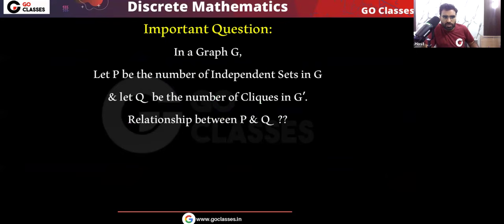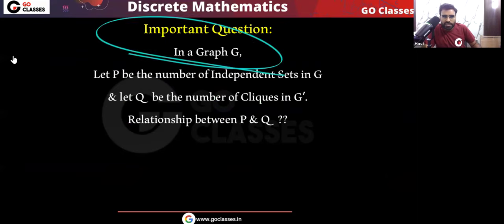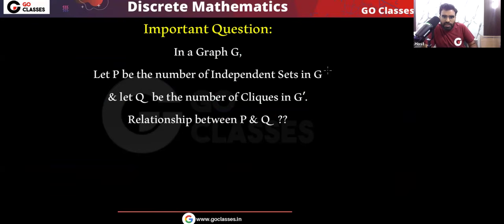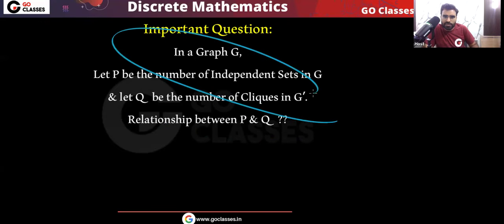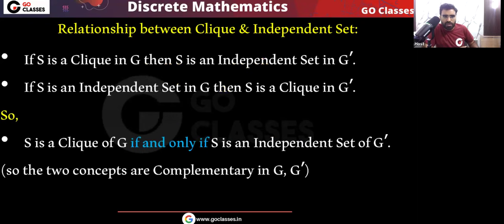Now tell me the answer for this question. In a graph G, P is the number of independent sets in G and Q is the number of cliques in G complement. Then what is the relationship between P and Q? So to answer this question, you must know the relationship between independent set and clique. This relationship we already know. In our lectures, we have seen with proof.